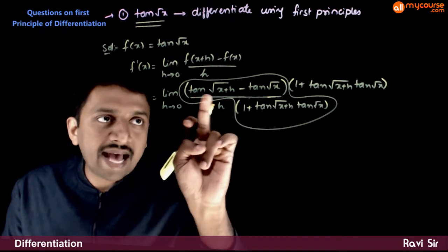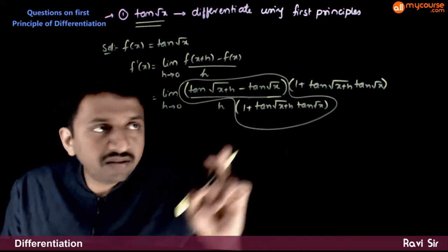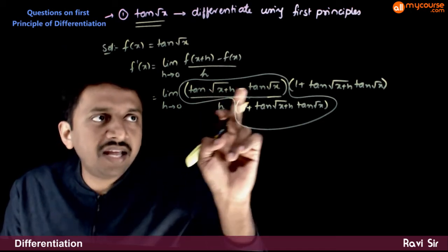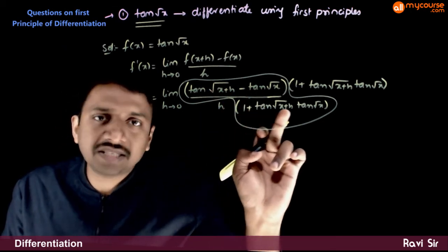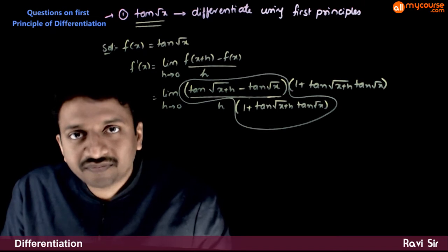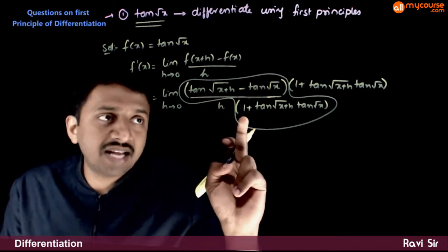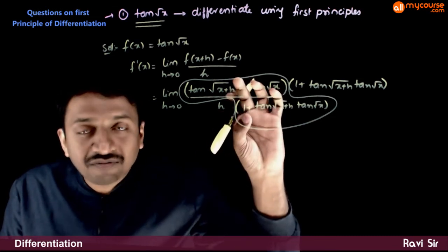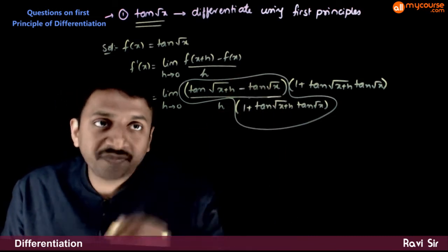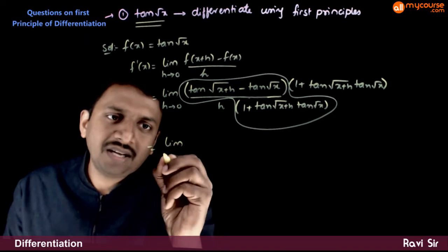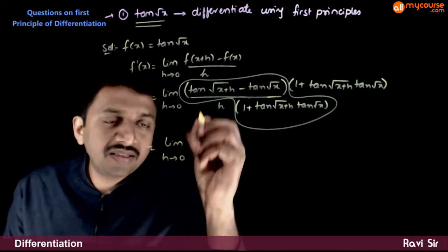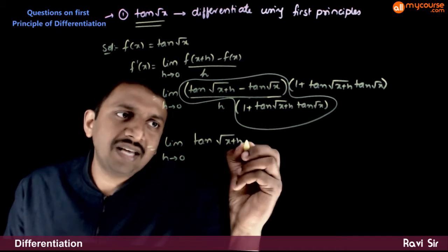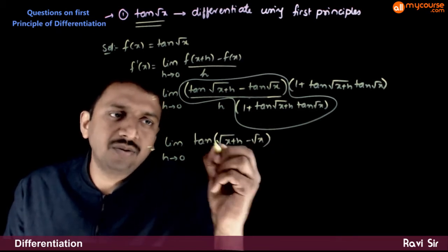This looks like tan of something minus tan of something by 1 plus tan of something into tan of something. This is tan A minus tan B by 1 plus tan A into tan B. This is the formula for tan of A minus B. So that is limit h tends to 0. This becomes tan of root of x plus h minus root x.